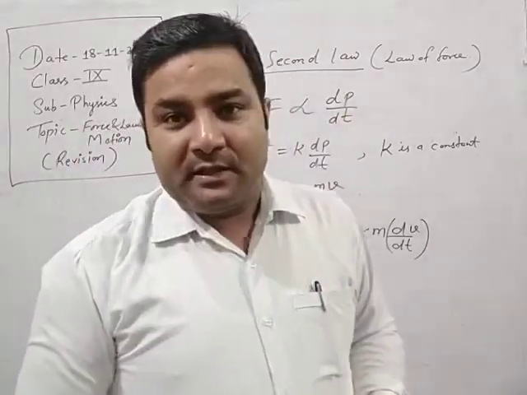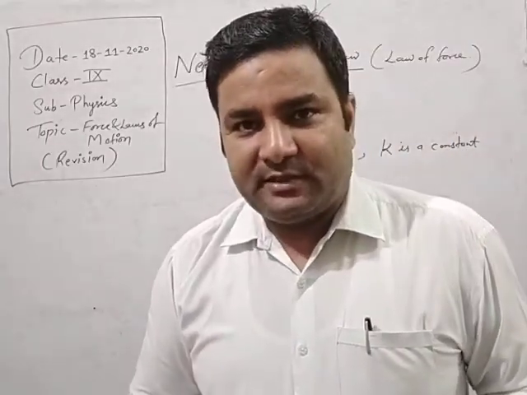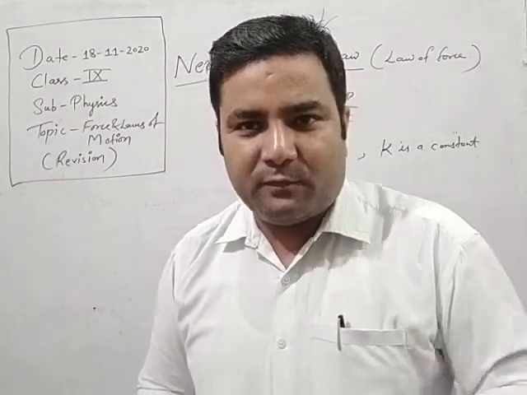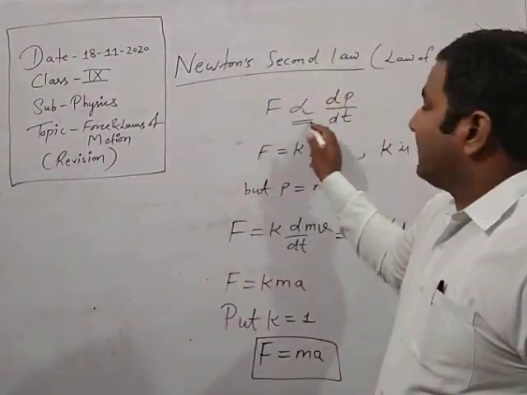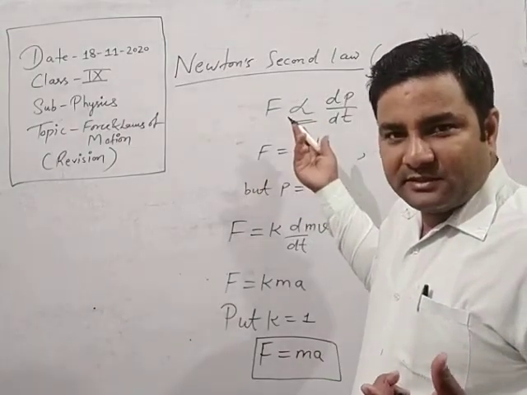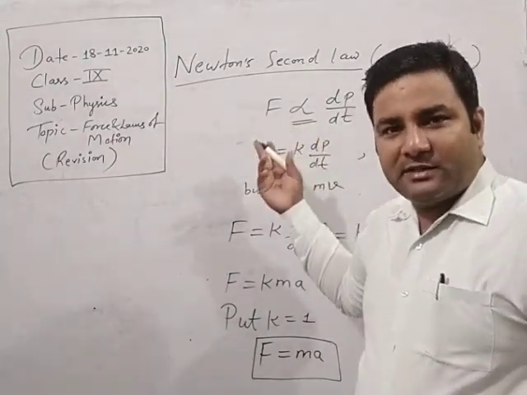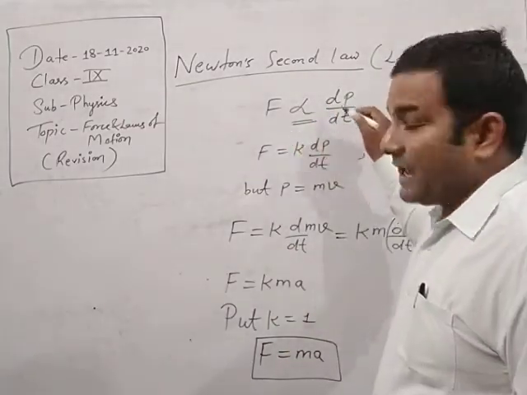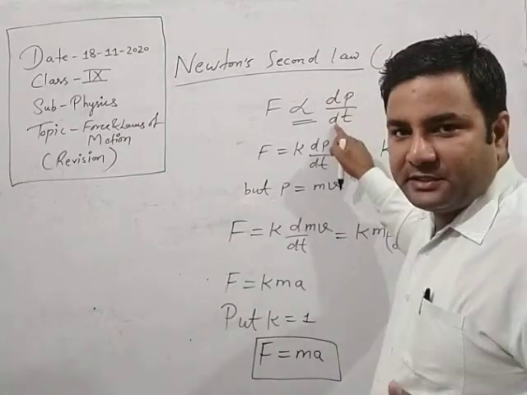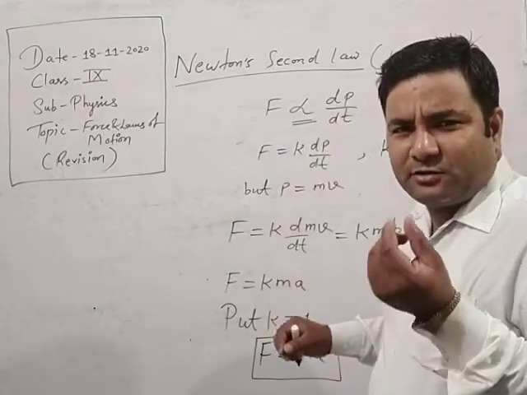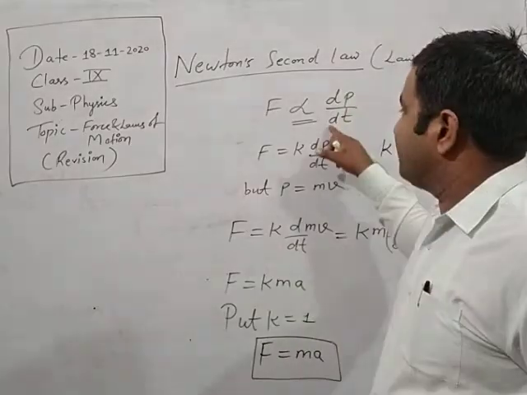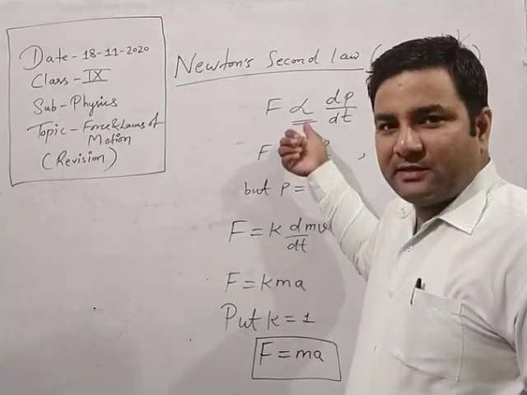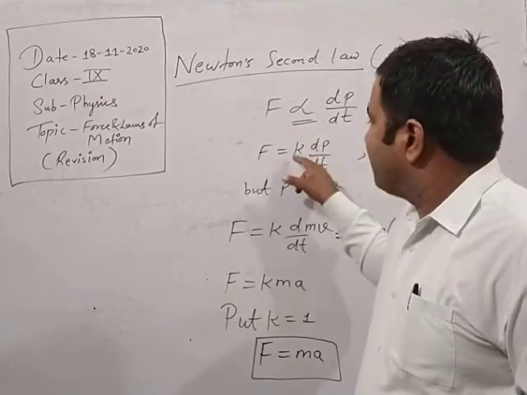Statement, listen again. The time rate of change of momentum is directly proportional to applied force. Proportional means this symbol, and directly means whenever momentum increases then force increases, whenever momentum decreases then force decreases. Clear? So here the directly symbol, and time rate, that is d/dt. D means a very short change in momentum and a very short change in time. Clear?